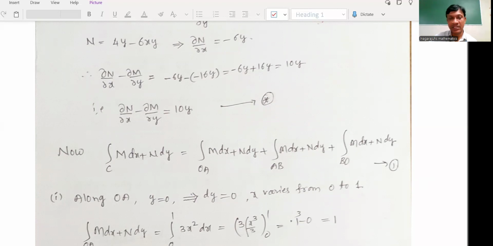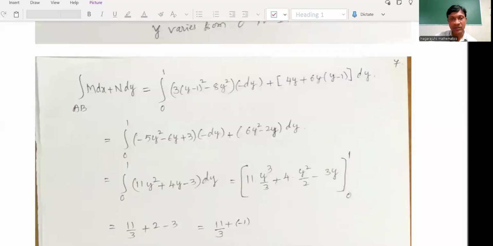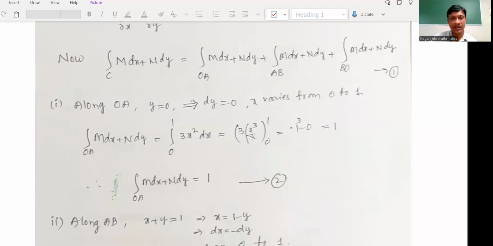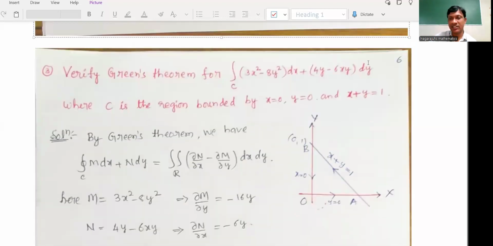Now along AO. Here O is the point (0, 0) and A is the point (1, 0). Here y is equal to 0, a constant, which implies dy is equal to 0. Substituting this condition, the 8y term gives 0, and dy is 0, so 0 into something is 0. Only 3x squared dx remains.